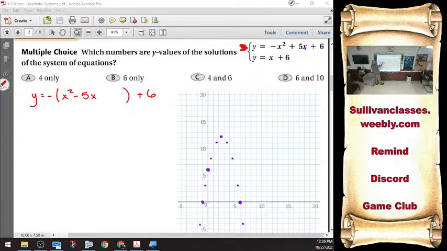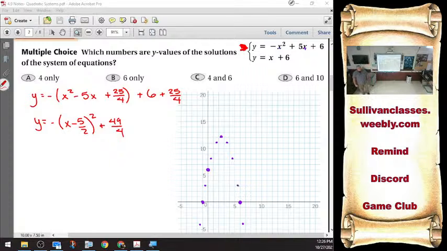What is half of -5? It's -5 halves. -5 halves squared is 25 fourths, so I will add 25 fourths here. But I didn't really add 25 fourths. I subtracted it. So I need to add another 25 fourths in order to balance it out. Write it as a perfect square, simplify. Oh, hey, look, I've got transformation or vertex form. Now I can find where my vertex is, 5/2, 49/4. With an a value of -1, head down from there.